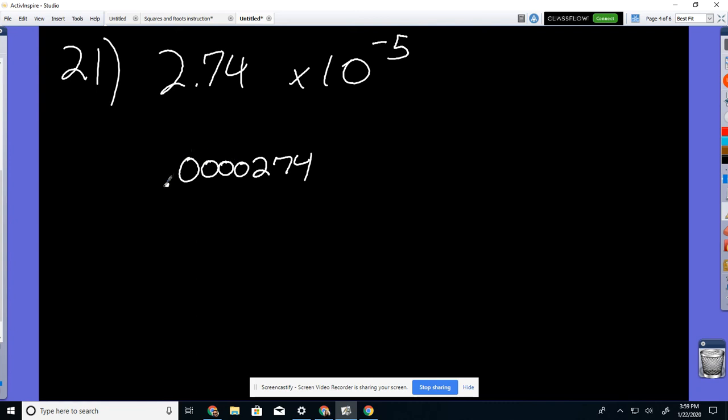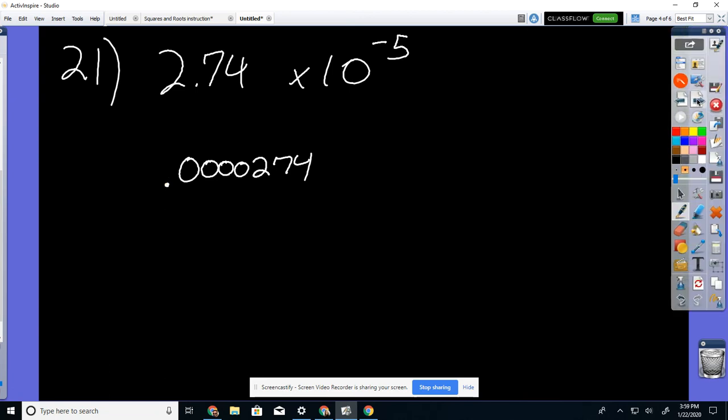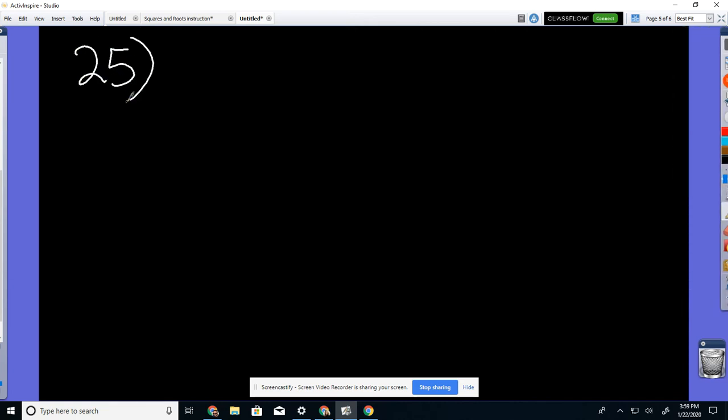All right. Finally, we started looking at comparing scientific notation. So let's take a look at, let's say, 25. And for 25, we have these different values.